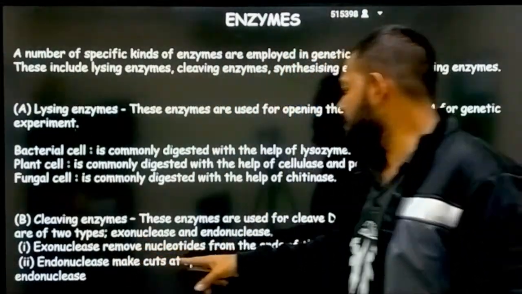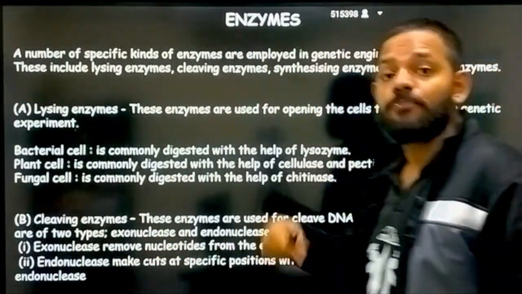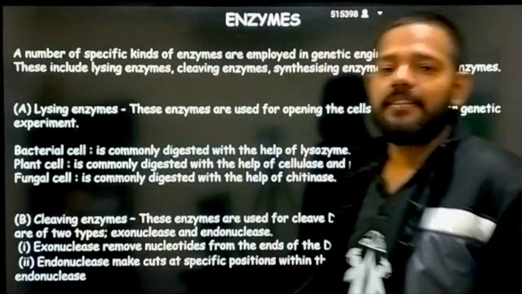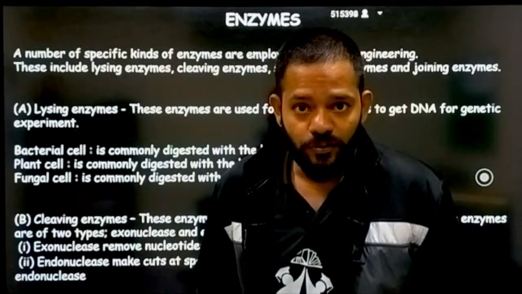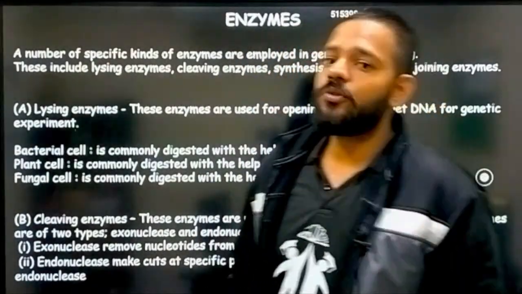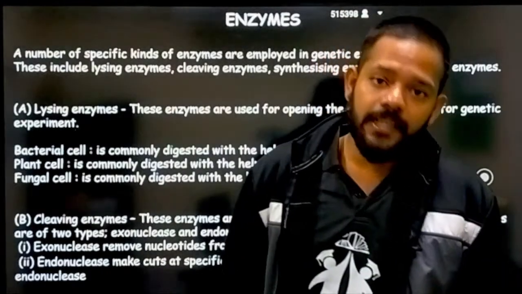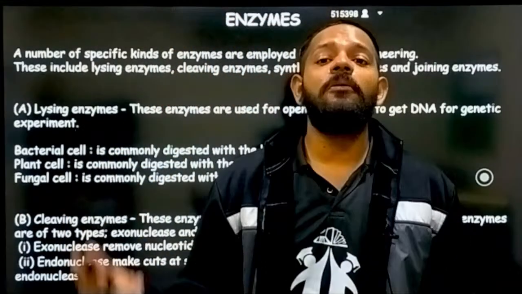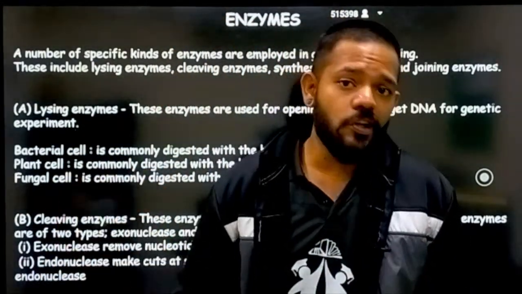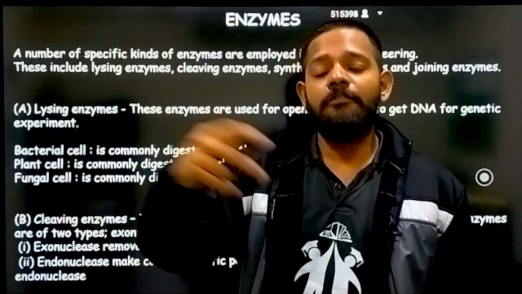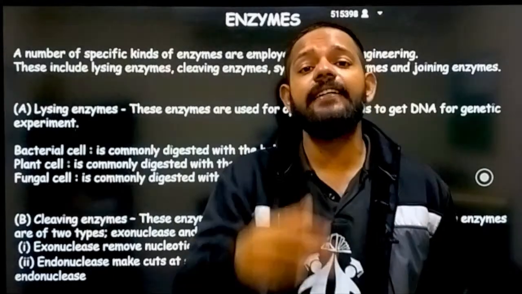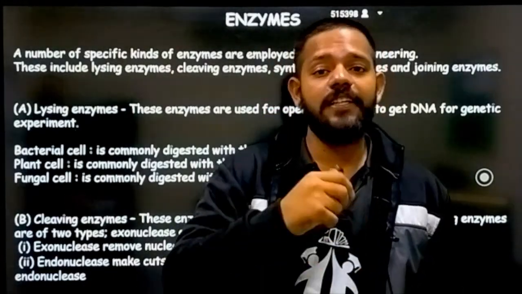Exonucleases remove nucleotides from the ends of the DNA, from the outside, and endonucleases may cut at a specific position within the DNA. Example: restriction endonucleases. So again, there are two types of cleaving enzymes: endonucleases, including restriction endonucleases, and exonucleases. Exonucleases cut nucleotides from the outside of the DNA, while endonucleases cut the DNA from the middle or a specific site, but always inside the DNA.